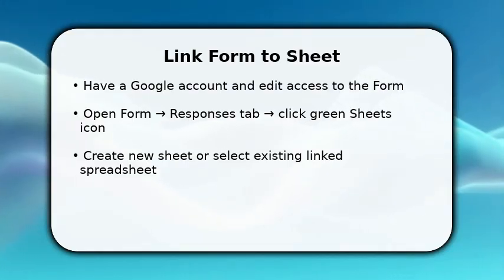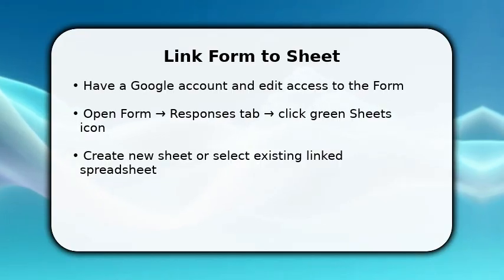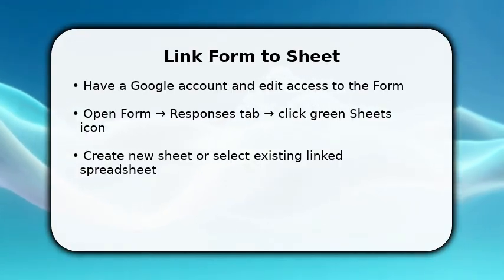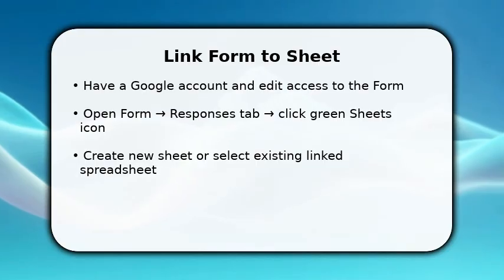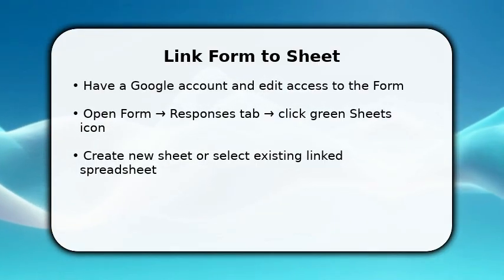You start by linking the form to a Google Sheet so responses stream into a table. Open the form, switch to responses, and click the green Sheets icon. Choose Create New Sheet or link an existing one. You do this because Sheets provides the structured rows and headers Excel needs.